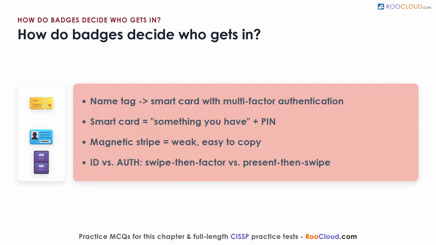A magnetic stripe card is weaker, since it only stores data and is easy to copy, so it should not stand alone in a secure setting. And remember the distinction. Used for identification, the badge is swiped and then a second factor is required. Used for authentication, the person presents an identity first and swipes the badge to prove it. When staff leave, collect and destroy their badges as part of offboarding.